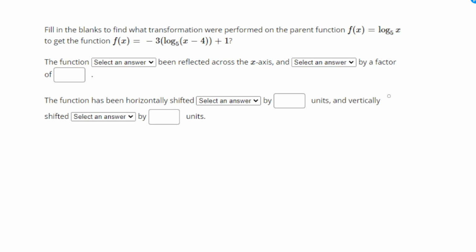Fill in the blanks to find what transformations were performed on the parent function f of x equals log base 5 of x to get the function f of x equals negative 3 log base 5 of (x minus 4) plus 1. So it looks like it will be reflected. The function has been reflected across the x-axis and stretched by a factor of 3. The function has been horizontally shifted right by 4 units and vertically shifted up by 1.